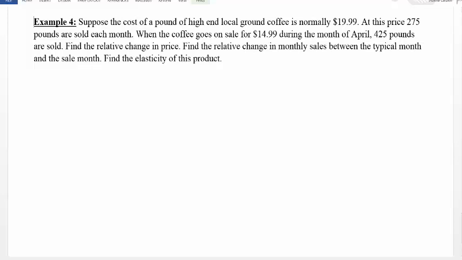The first two calculations will give us the numbers we need to find the elasticity. So let's start by finding the relative change in price. Again, we need to be careful and make sure we're using the right information. So if we're looking for prices, we're looking for dollar amounts. The two dollar amounts given to us are $19.99 and $14.99. Since it says the coffee is normally $19.99, that particular number is going to be our P naught.